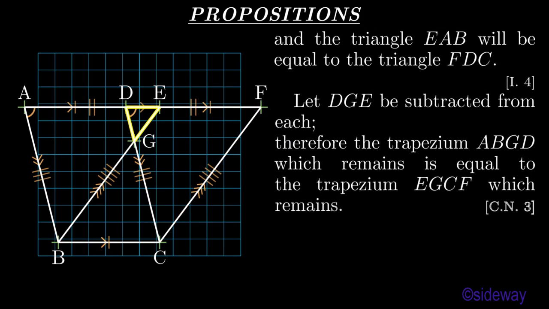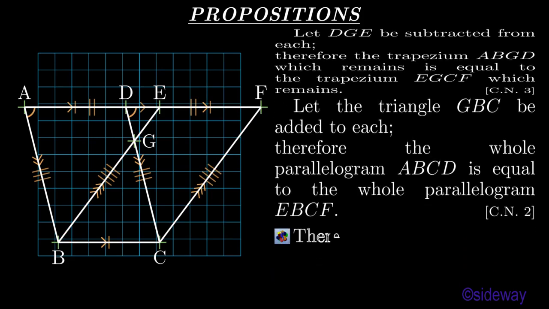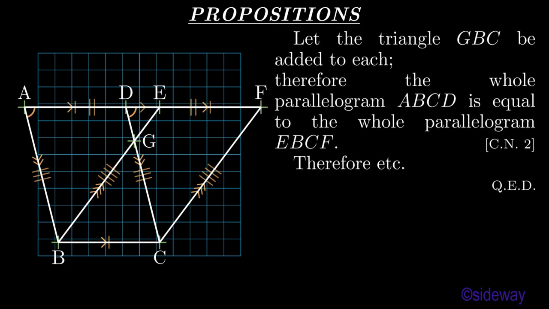Let DGE be subtracted from each. Therefore, the trapezium ABGD, which remains, is equal to the trapezium EGCF, which remains, by Book 1, Common Notion 3. Let the triangle GBC be added to each. Therefore, the whole parallelogram ABCD is equal to the whole parallelogram EBCF, by Book 1, Common Notion 2. Therefore, etc. What was to be shown?